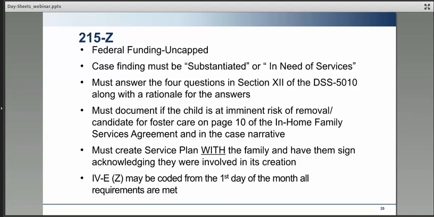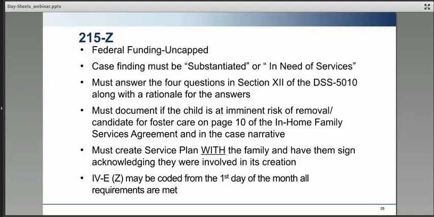So what that means, by example, is if the child came into in-home services on the 2nd day of the month, let's say the case decision was made from the 210 assessment on the 2nd of April, and on the 29th of April, you have completed everything else. On that date, you've already answered all the questions on the 5010 as part of the case summary closing paperwork.